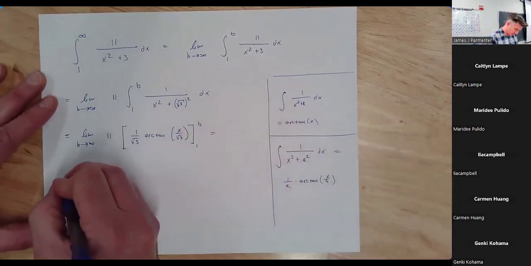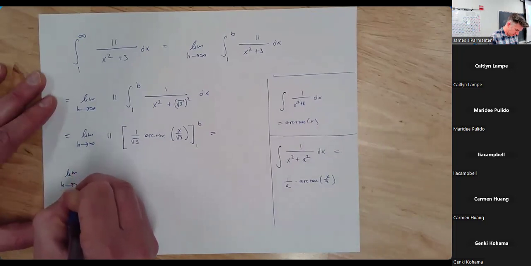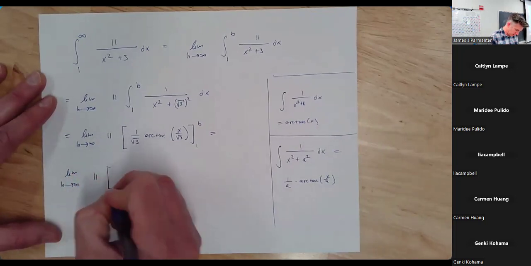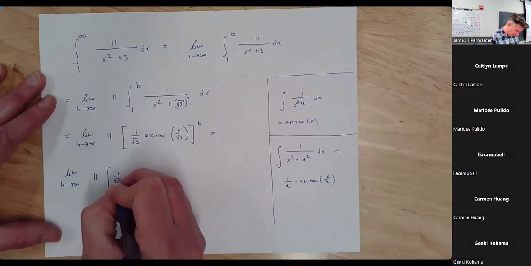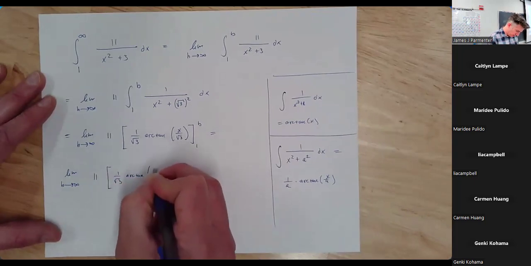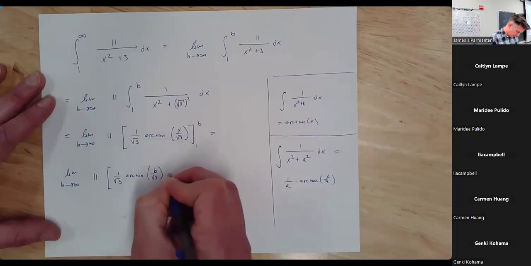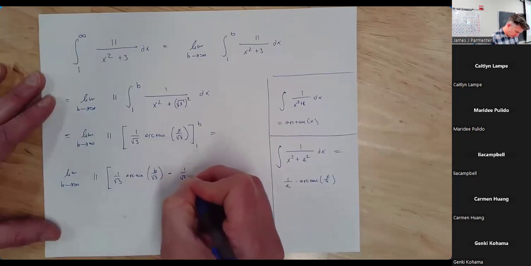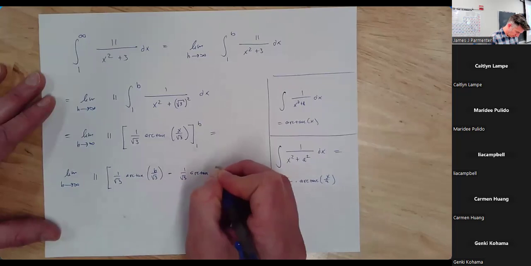We get the limit, b goes to infinity of 11 times 1 over root 3. I guess I could have brought out the 1 over root 3 as well, but I didn't. Arctangent of b over root 3 minus 1 over root 3 arctangent of 1 over root 3.